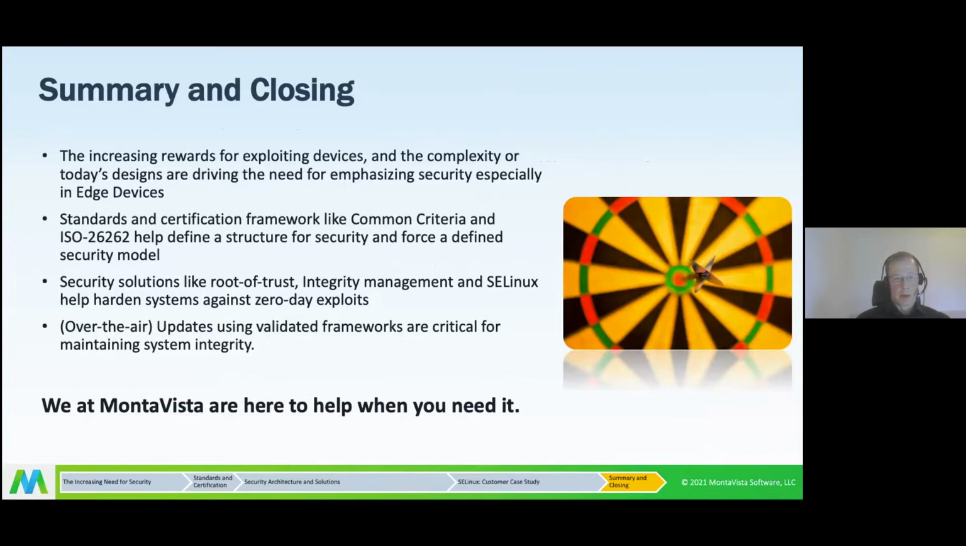Just to summarize quickly what we've gone through here, we went through the increasing rewards that there are for attackers to exploit devices. We went through what are the different areas driving complexity and accessibility and extensibility in the world of edge and automotive devices. We went through some standards, like a very high level concept of security, looking at standardized requirements, enforcing a security model. But finally, we looked at specific solutions that you can implement today in your system and harden them against these zero-day exploits or react against known exploits today. Then we briefly talked about over-the-air updates and how important that is in maintaining the system integrity.